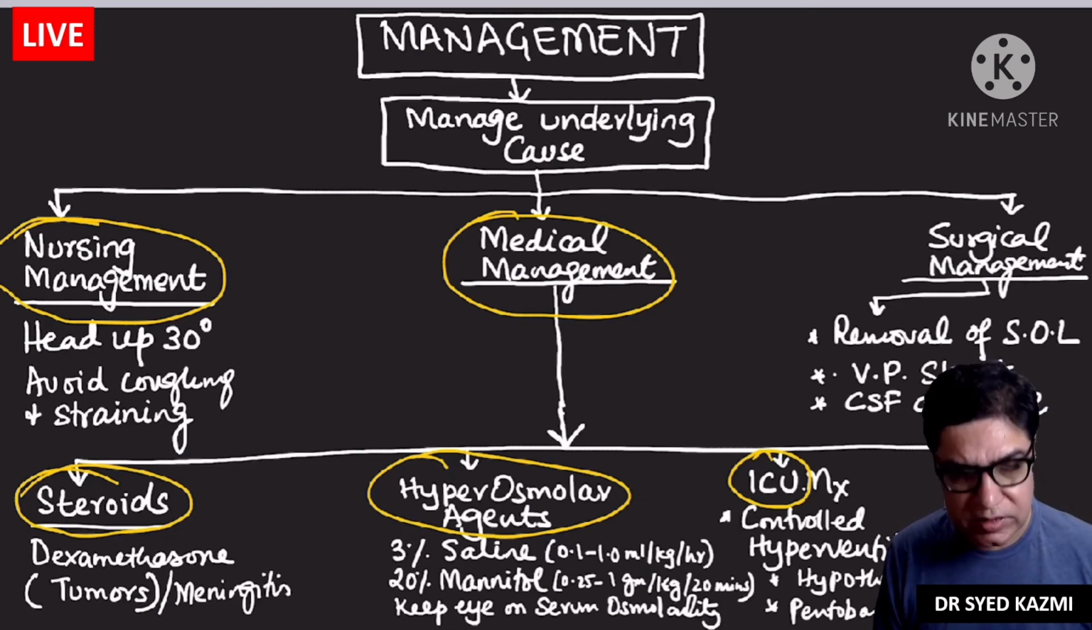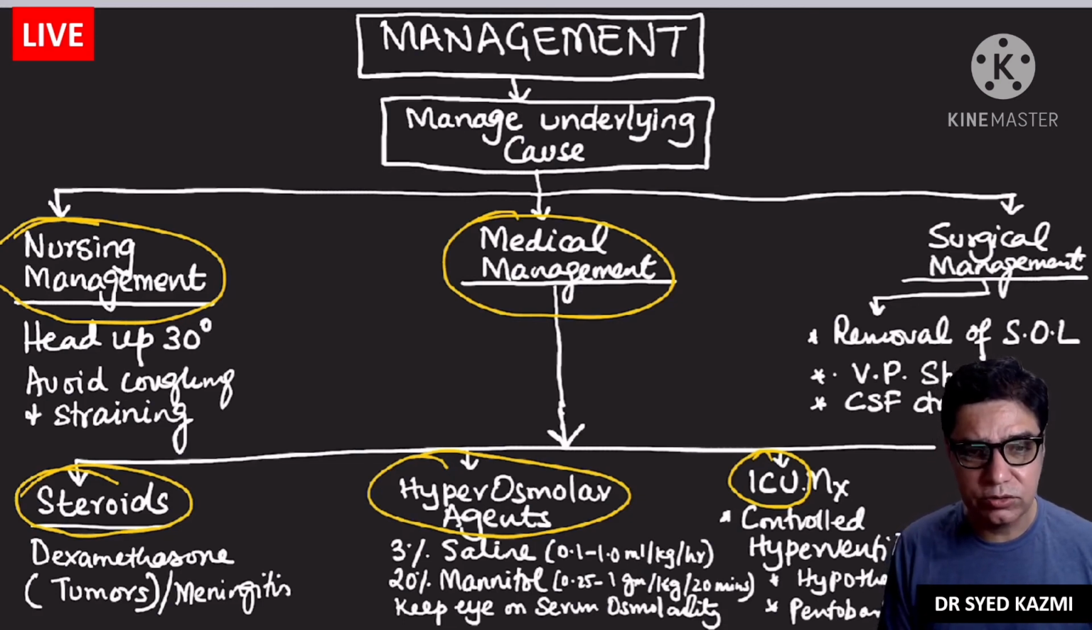3% saline can be given in the form of continuous infusion, and the dose is usually around 0.1 to 1 mL of 3% saline per kilogram per hour. As long as it is required, you can give 3% saline at 0.1 to 1 mL per kg per hour. Or we can use 20% mannitol, which is an osmotically active agent.